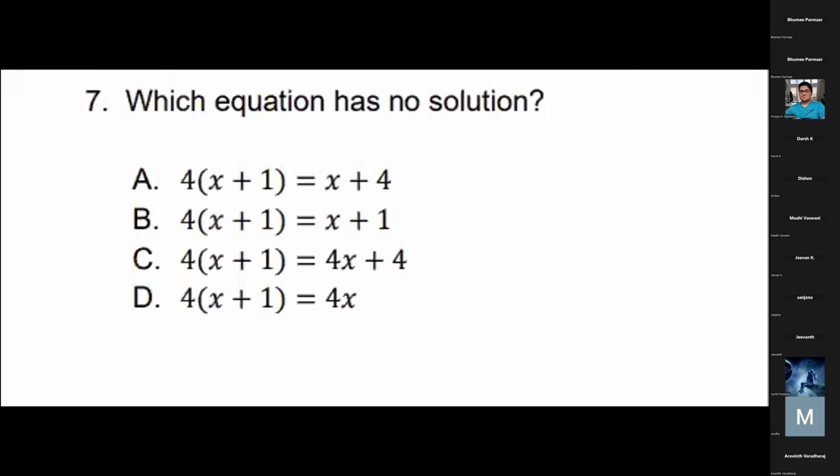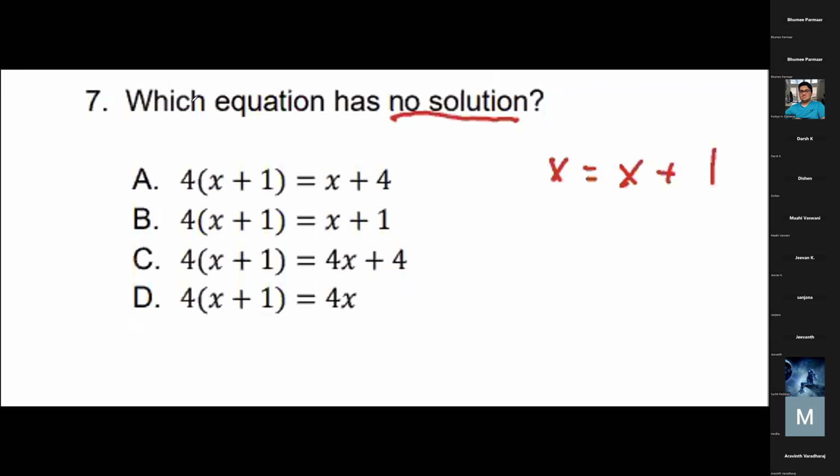Okay, so for question 7, it asks us which equation has no solution. And so for an equation to have no solution, it would have to be something like x equals x plus 1, or basically some slope of x equals the same slope of x plus a constant. So the slopes have to be the same, and one of the sides of the equation has to have an additional constant on it.